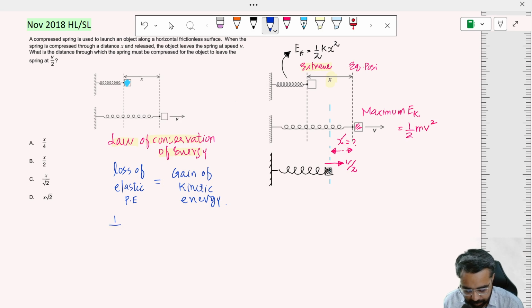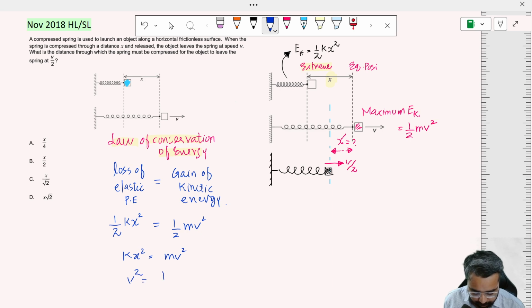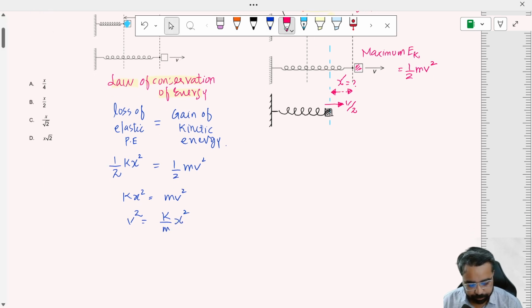We see that the kinetic energy has been gained due to the loss of potential energy, and that is equal to 1/2 mv². And we can further write kx² is equal to mv², and we can write v² as k over m into x². Now from here we can make an expression in which we can link the displacement with velocity. So v will be the square root of k over m, into x. All right, so x is outside of the square root.